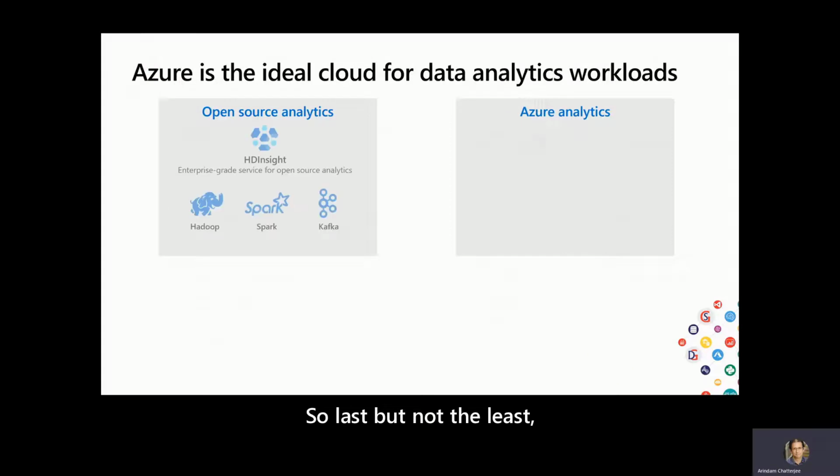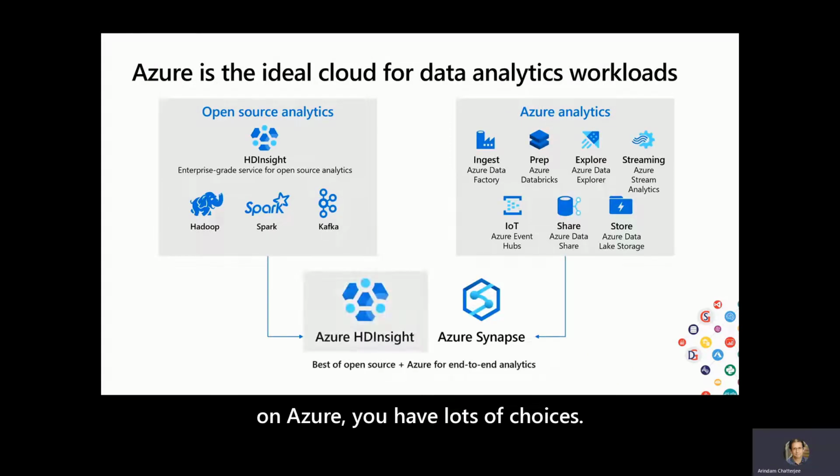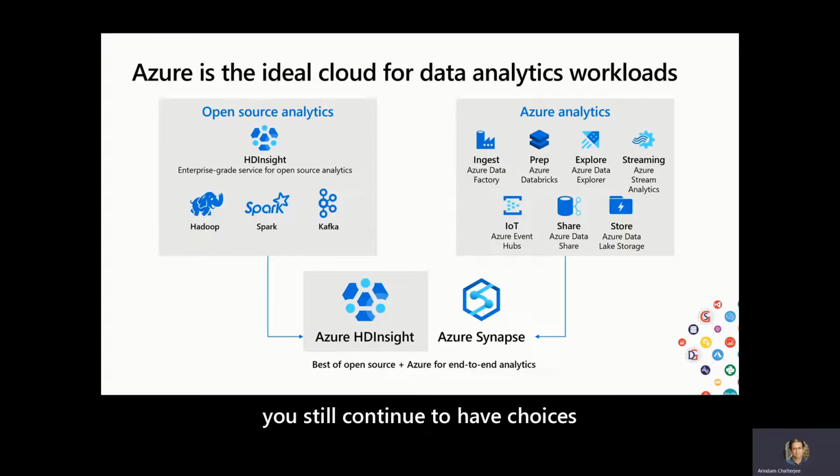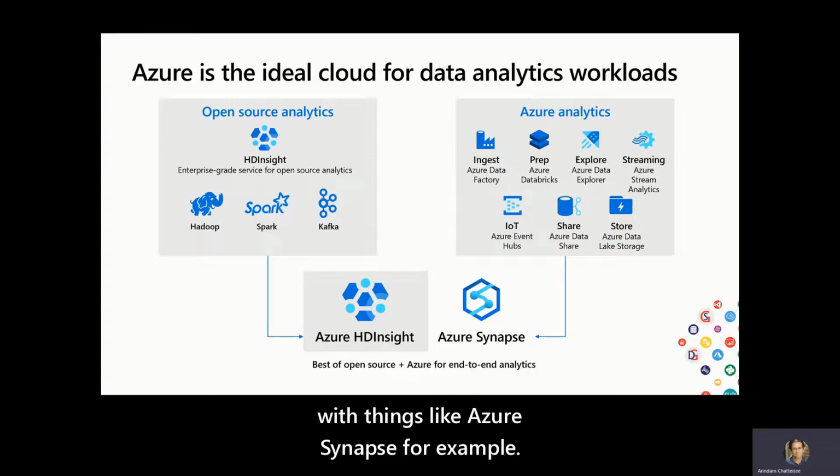So, last but not the least, on Azure, you have a lot of choices. I'll go back to the migrate, optimize, and modernize pattern. Lots of choices. HDInsight is typically the first step that a customer will take to lift and shift their applications from on-premises to the cloud. But once you get there, you still continue to have choices with things like Azure Synapse, for example.